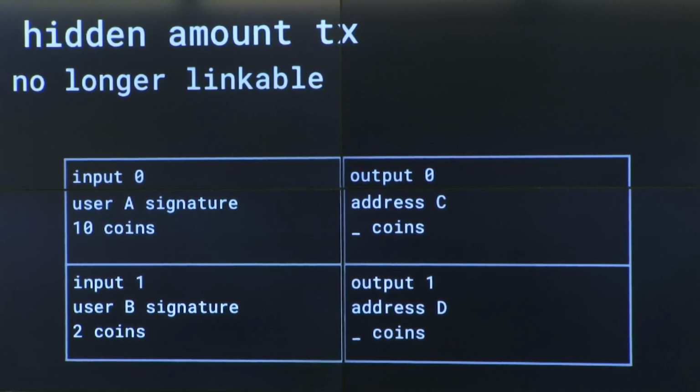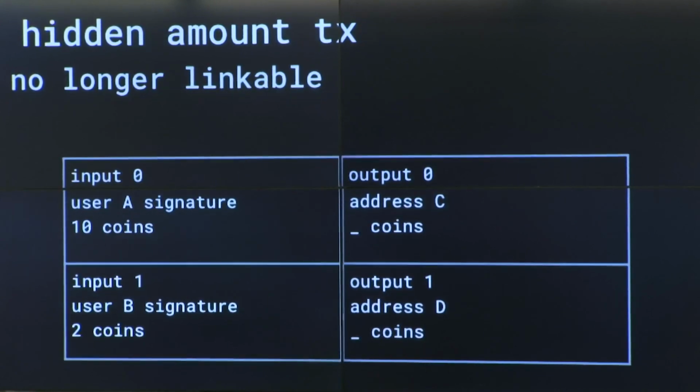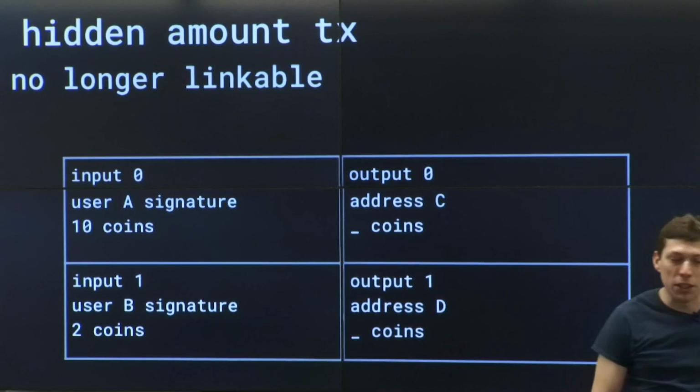So we can't just delete it, right? So what does this actually mean? This would be really cool though, right? If we could just somehow obscure this so that no one can tell what the amounts are.